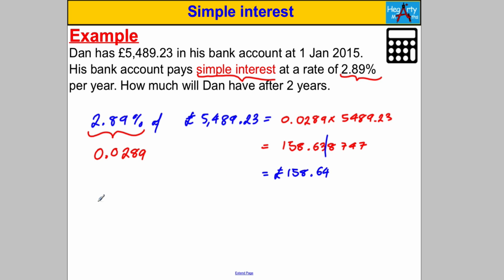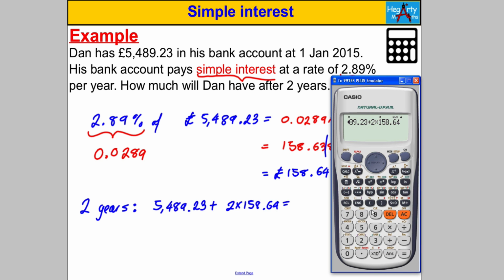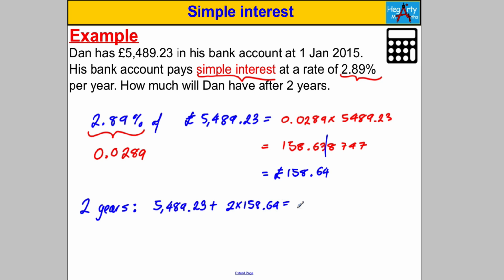So how much does he have after 2 years? So after 2 years, he has his original amount, which is £5,489.23, and he has 2 lots of the interest, which is £158.64. And you tap that in your calculator. So get the calculator and we'll type in exactly as we see it. We'll say 5489.23, add 2 lots of that, and we get ourselves our answer, £5,806.51.